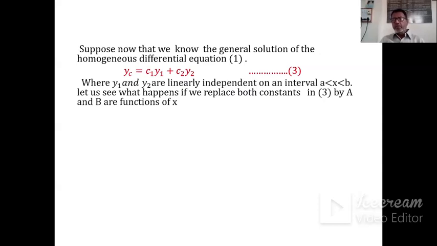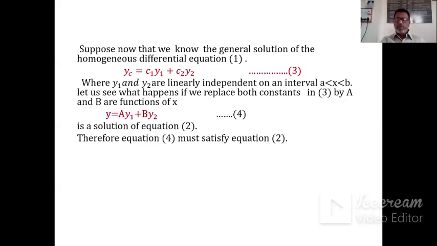Let us see what happens if we replace both constants in this equation 3 by capital A and capital B, which are the functions of x, or you may write A of x and B of x. Means we take the substitution, put y is equal to A of x y1 plus B of x y2. This is the solution of our non-homogeneous differential equation. Therefore, this equation 4 must satisfy this non-homogeneous differential equation 2.